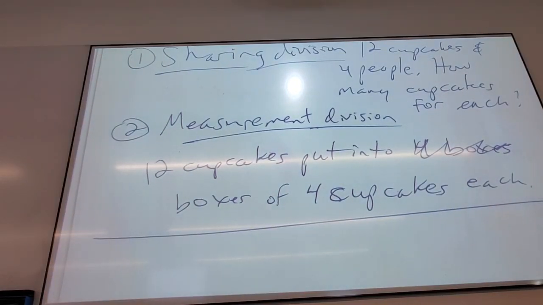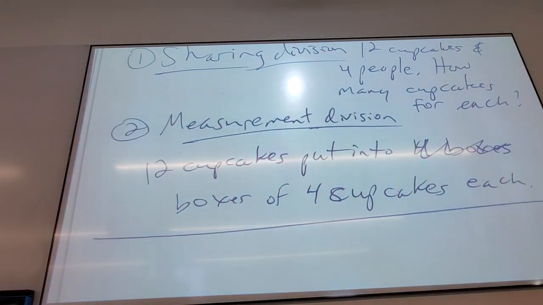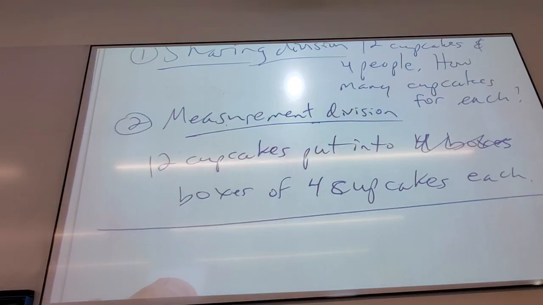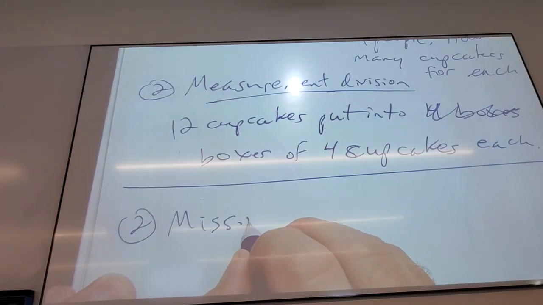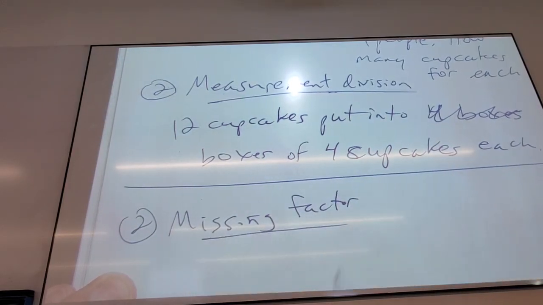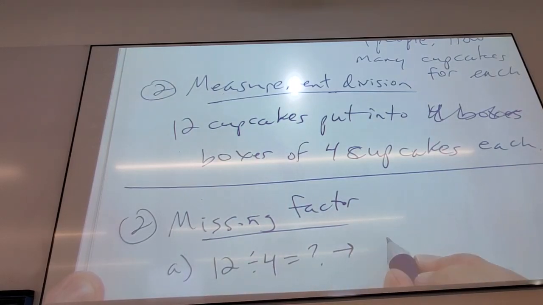Now, real quick. Repeated subtraction is the most fundamental way to look at division, which makes sense because division is the opposite of multiplication. Multiplying is repeated addition. Division is repeated subtraction. Subtraction has a missing addend. Division has a missing factor. So for example, if I want to do 12 divided by 4, I can say that equals something. So 12 is 4 times what?